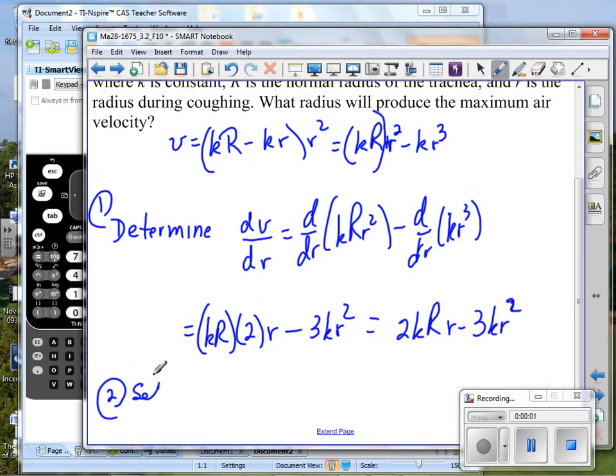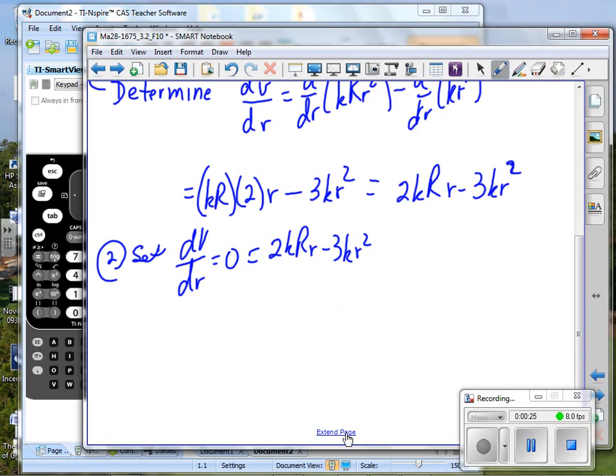Okay, so we set the derivative of velocity with respect to the trachea radius during coughing equal to 0. Let's see. I'll just write it down, then we'll decide what to do. Anyone have an idea?